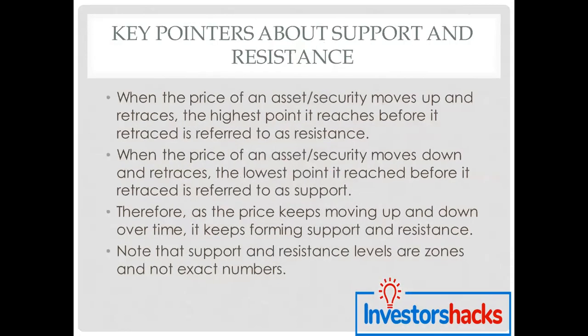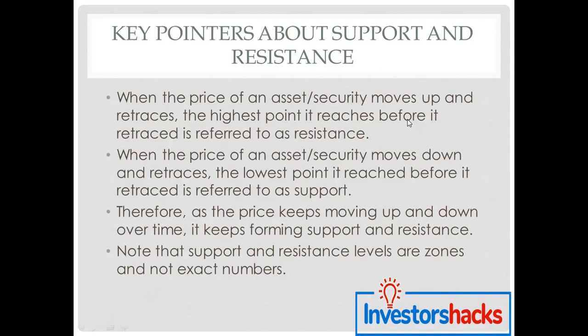There are key pointers that you need to know about support and resistance. The first one is that when the price of an asset or security moves up and retraces, the highest point it reaches before it retraces is referred to as resistance. Like I just explained, when the price of an asset or security moves down and retraces, the lowest point it reaches before it retraces back is referred to as support. Therefore, as the price keeps moving up and down over time, it keeps forming supports and resistance.